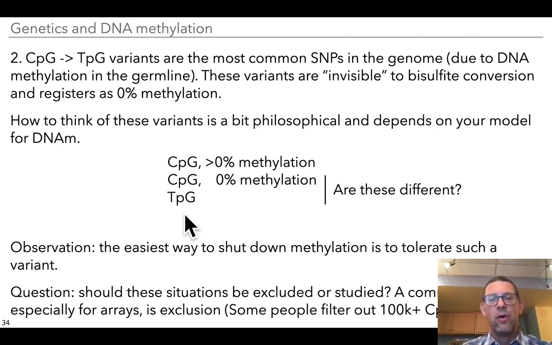This is important to be aware of because these SNPs are quite prevalent in the human genome or in any mammalian genome. And I'm going to note that you can think of it as a change in methylation, right? In terms of evolution and selection, the easiest way to remove methylation from a part of the genome is to basically tolerate a variant where the CpG gets mutated away.